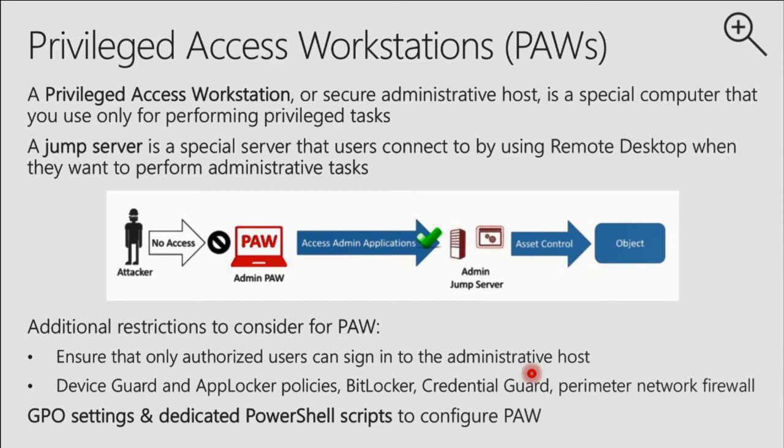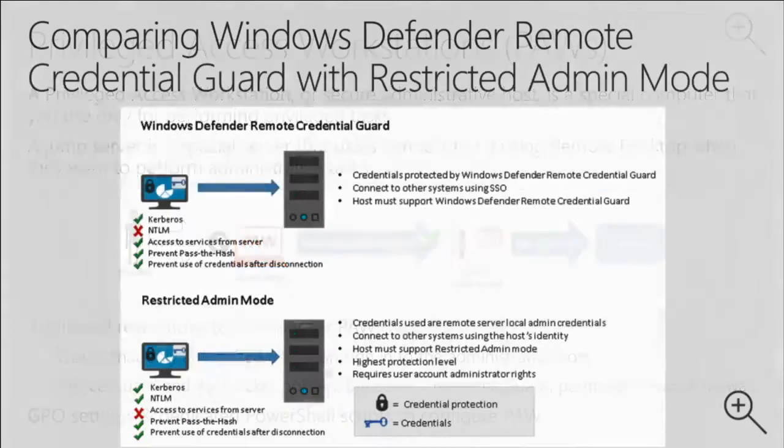So you use group policy to create restrictions. And Device Guard, AppLocker policy, BitLocker, and Credential Guard may be used to implement this privileged access workstation. We have some dedicated GPO group policy settings and PowerShell scripts for this. Please be familiar with this option.